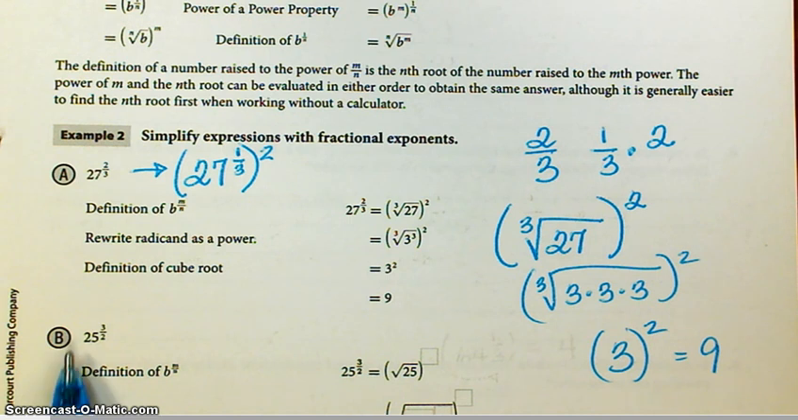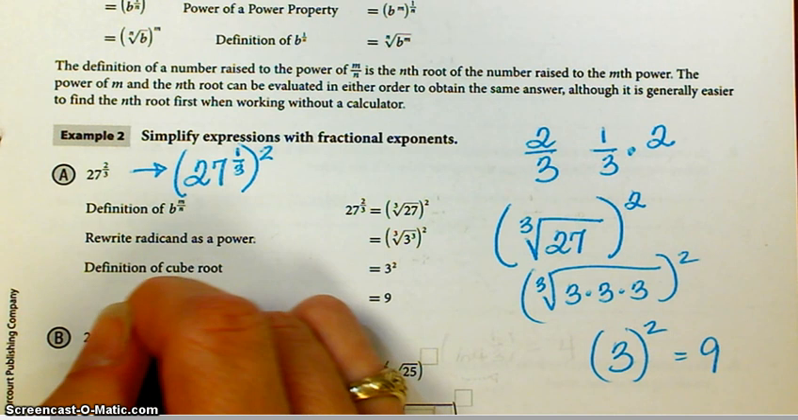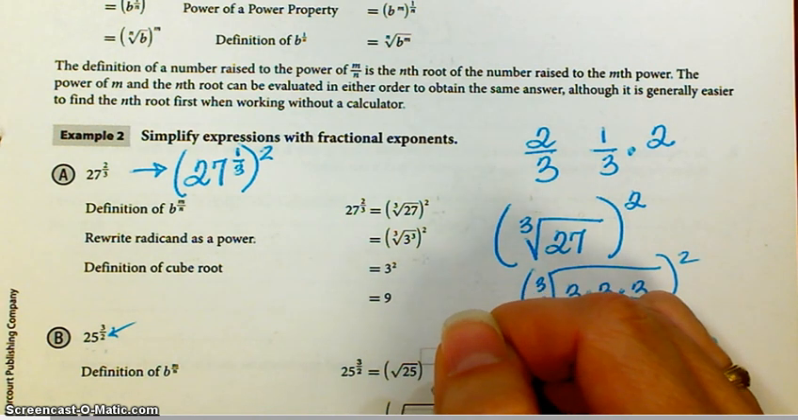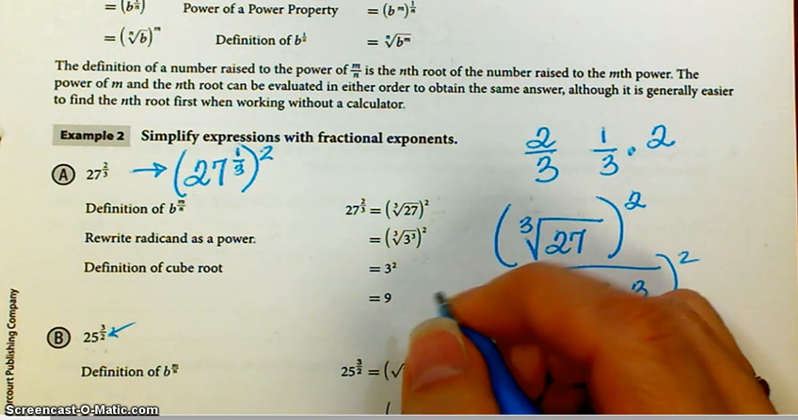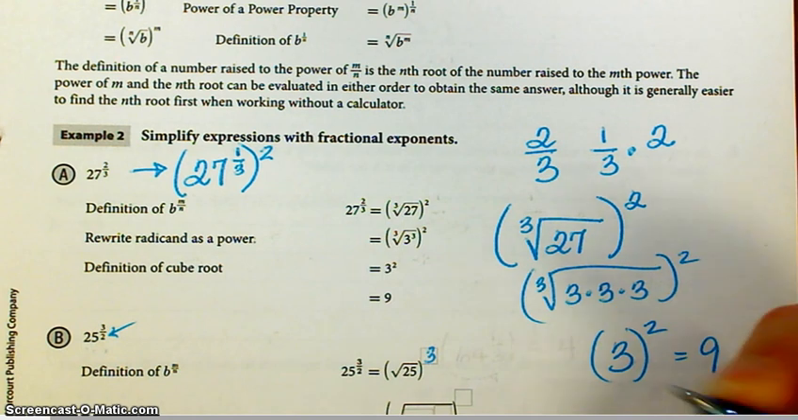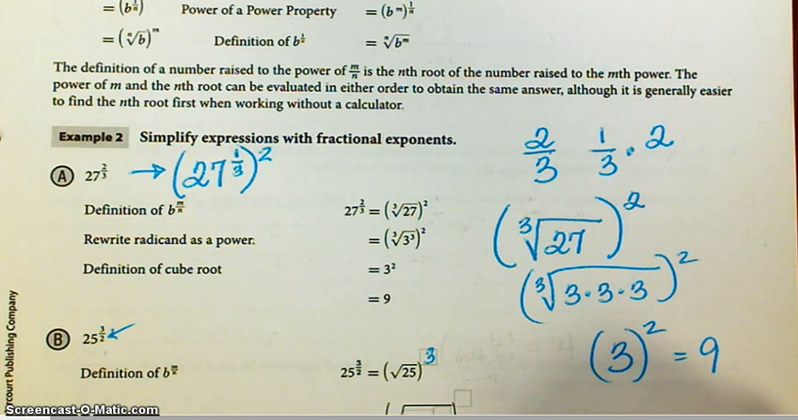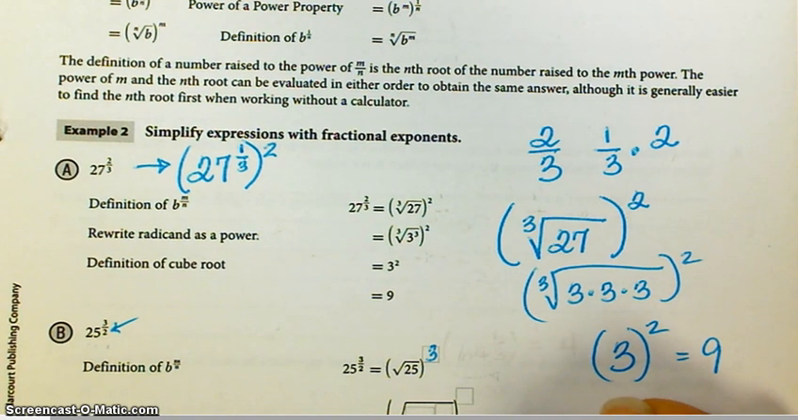Okay, let's look at this next one. 25 to the 3/2 power. The bottom tells me, okay, I'm going to take the square root. Square root just means the second root. I'm going to take the square root of 25, and I'm going to raise it to the 3rd power. So the square root of 25 raised to the 3rd power.